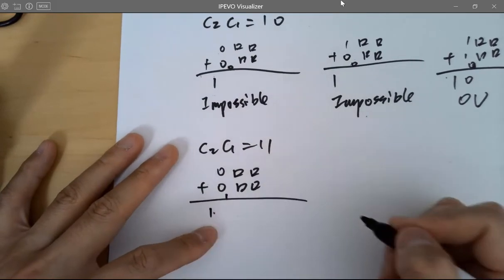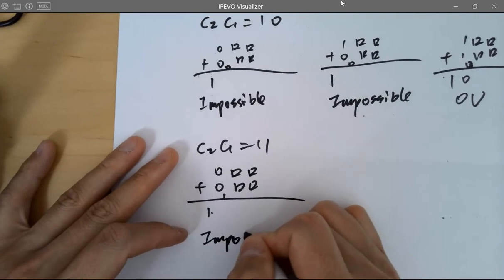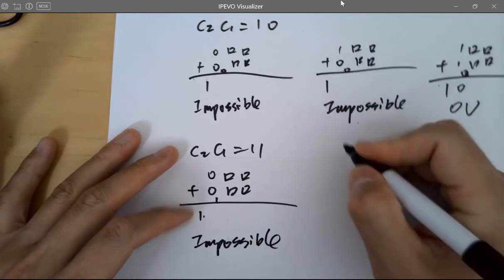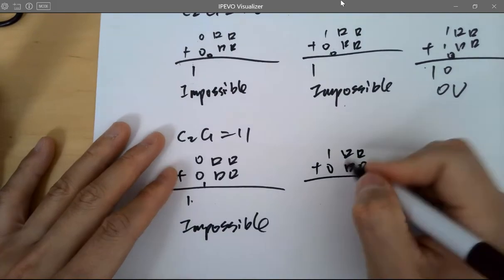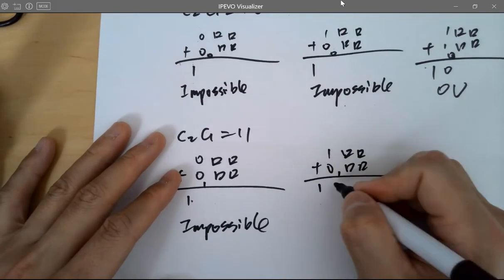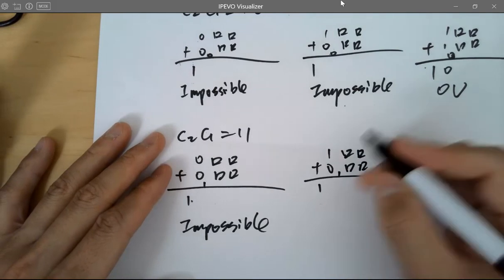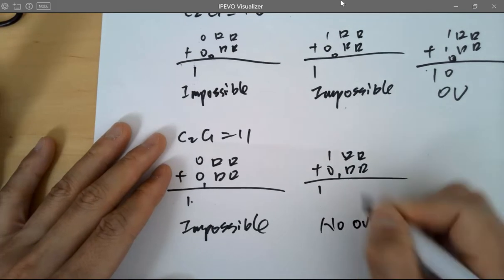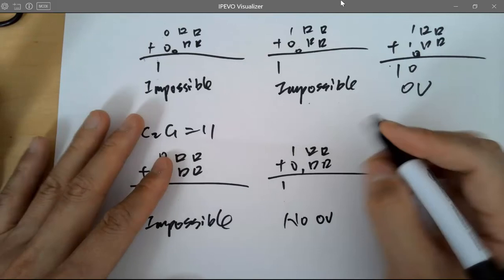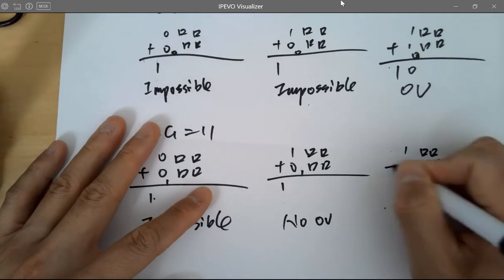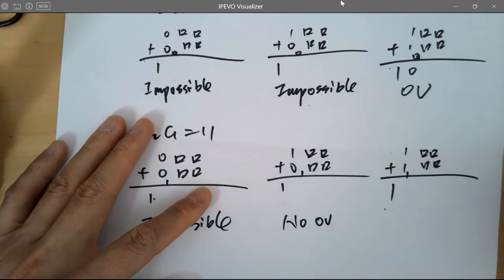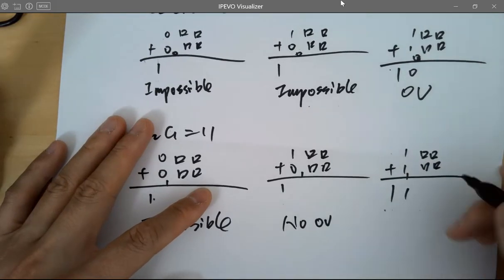For the last case, C2, C1 equals 1, 1. So 1, 1 here is impossible, and 1, 0, it's a 1, 1, which is possible, but there's no overflow, right? Because it's N plus P. 1, 1, and 1, 1, it's getting a 1, so there's no overflow.